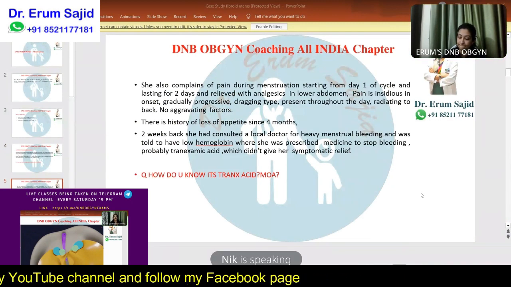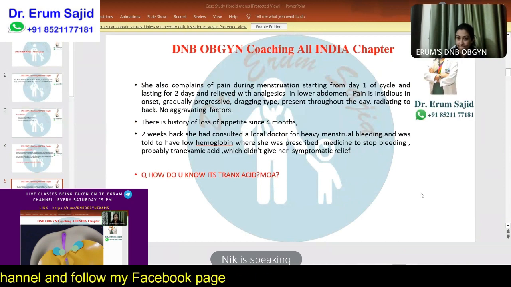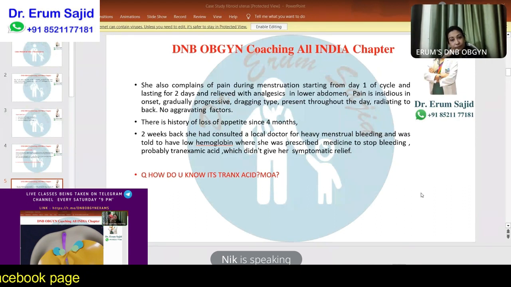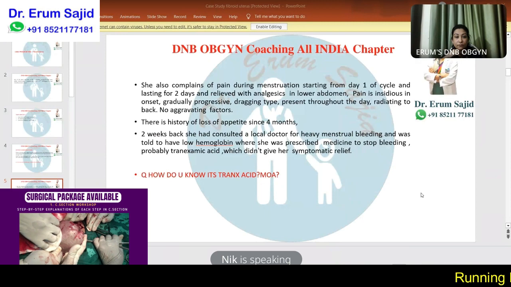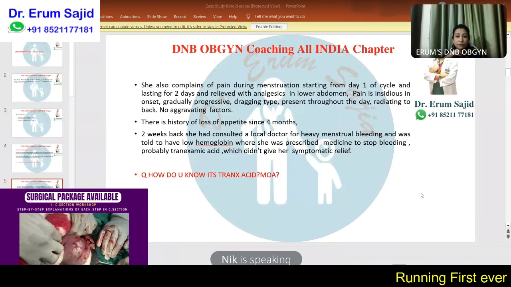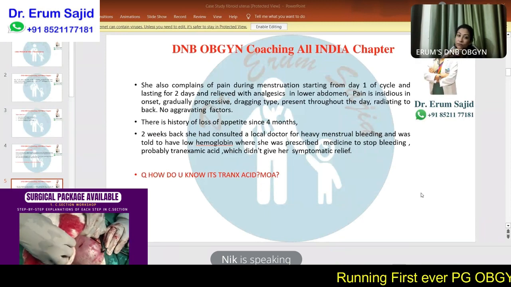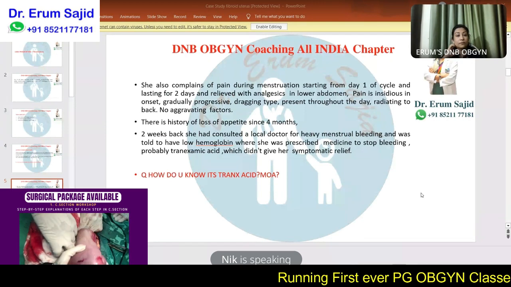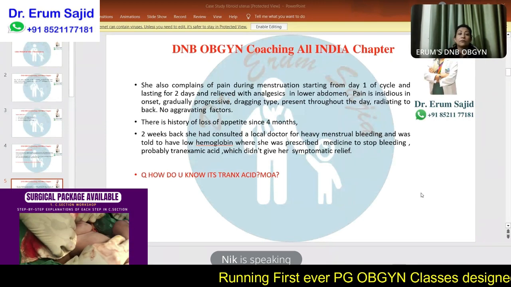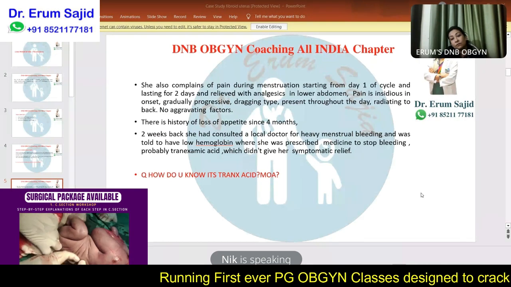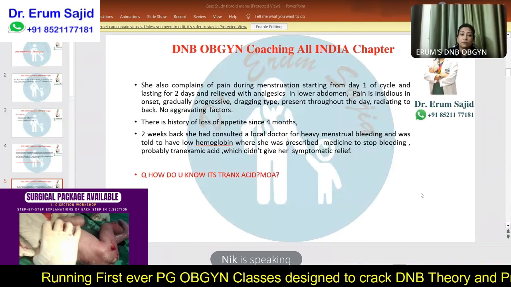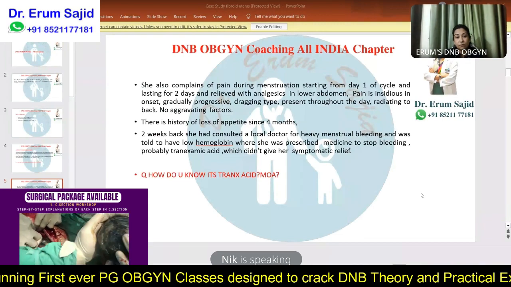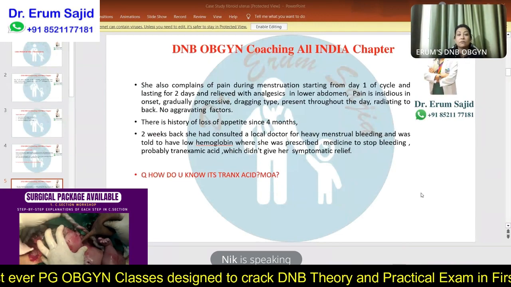She also complained of pain during menstruation starting from day one of the cycle and lasting for 2 days and relieved with analgesics. In lower abdomen, pain was insidious in onset, gradually progressive, dragging type, present throughout the day, radiating to back. There was no aggravating factor. There is history of loss of appetite since 4 months. 2 weeks back, she consulted a local doctor for heavy menstrual bleeding and was told to have low hemoglobin and was prescribed medicine to stop bleeding, probably tranexamic acid, from which she didn't get any symptomatic relief.